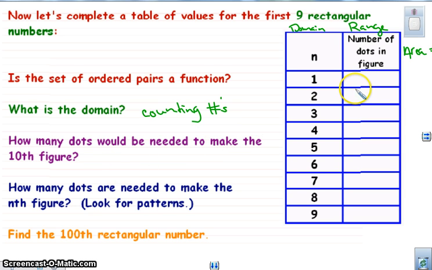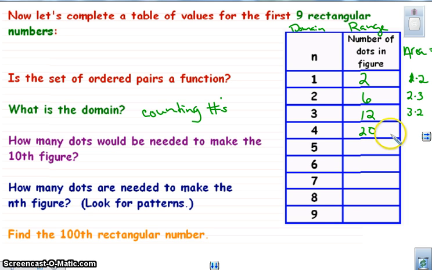Our first one was 2. Remember how we got that? We took 1 times 2. The second one had an area of 6, and again, we got that by taking 2 times 3. The next one had an area of 12. How did we get that? We took 3 times 2. The next one had 20.